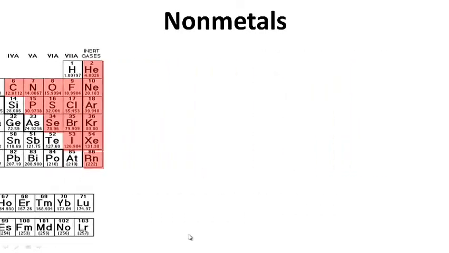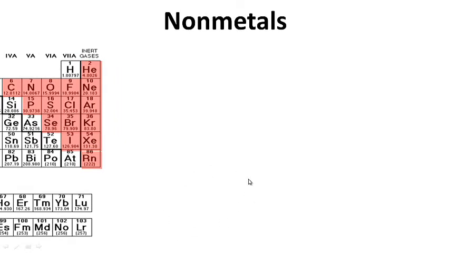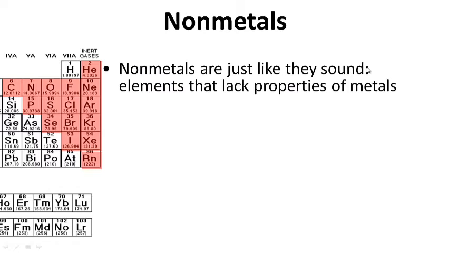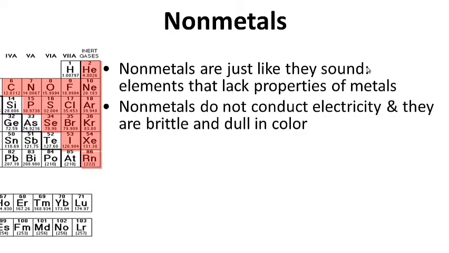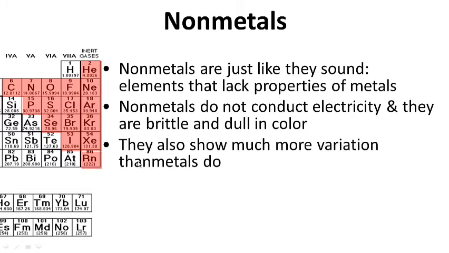Okay, so nonmetals. The good old nonmetals on the far right side of the periodic table. Well, nonmetals are just like they sound. They're elements that lack properties of metals. They don't conduct electricity, and they are brittle and dull in color. They also show a lot more variation than metals do.